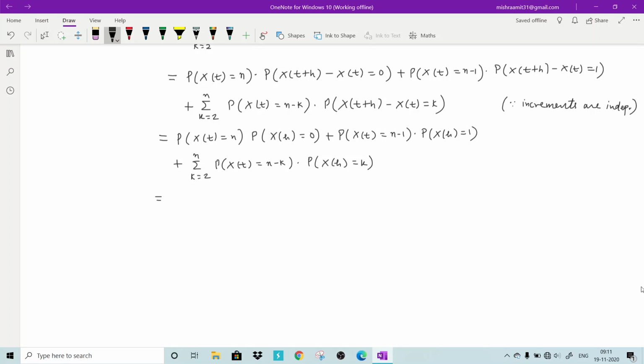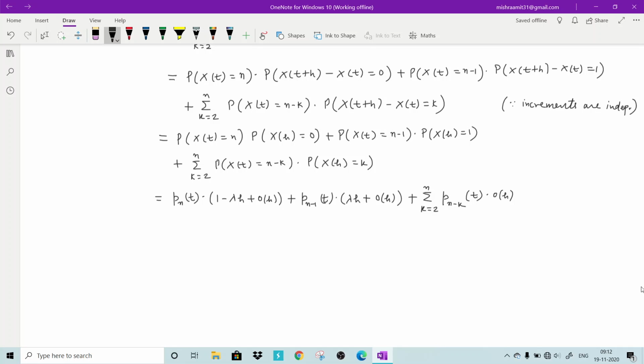Okay. Now you can write down, first one is nothing but Pn(t), and second we know that the probability Xh is equal to 0 is 1 minus lambda h plus little o(h). This is by definition, from property 2. And the probability Xt is equal to n minus 1 is P(n-1)(t), and the probability Xh is equal to 1, from property number 2, is lambda h plus little o(h). The third one is k from 2 to n, P(n-k)(t), and the probability that Xh is equal to k, where k is greater than or equal to 2, is nothing but little o(h).